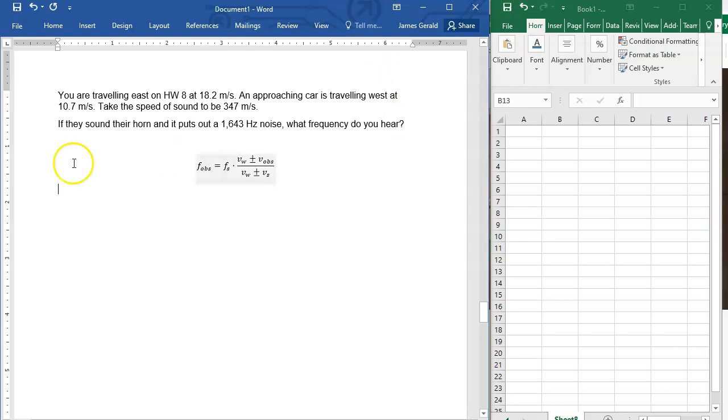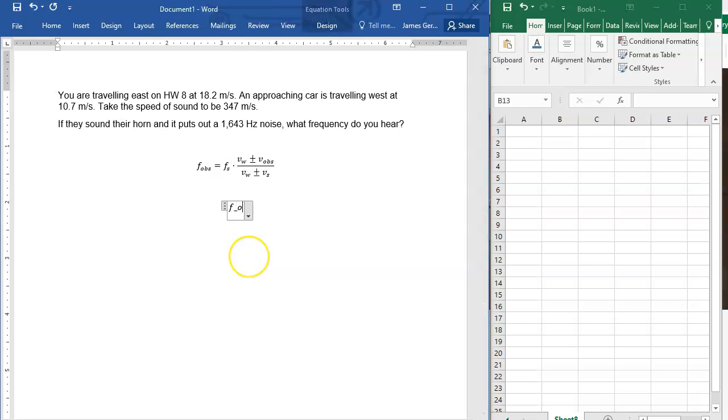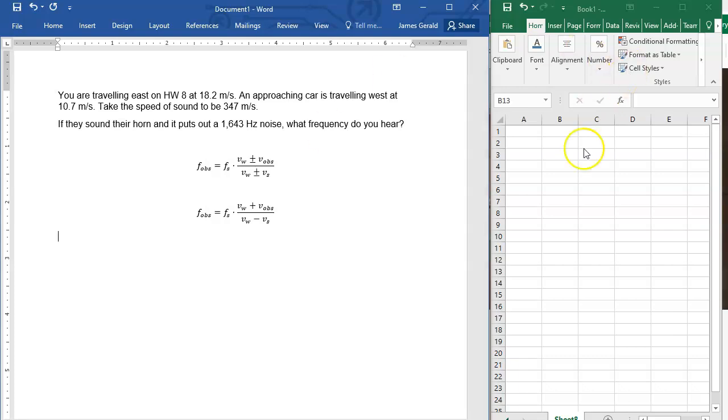Well, if you're headed towards the sound, that's a plus. So you're headed towards the sound, and so in the numerator, we have the velocity of the wave plus the velocity of the observer. And I can't type today. All right, and in the denominator, if the source of the sound is heading towards you, it's the minus sign. And so now you have the equation for the frequency you hear given all the other information in the problem.